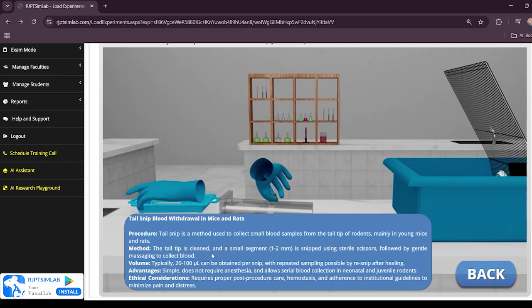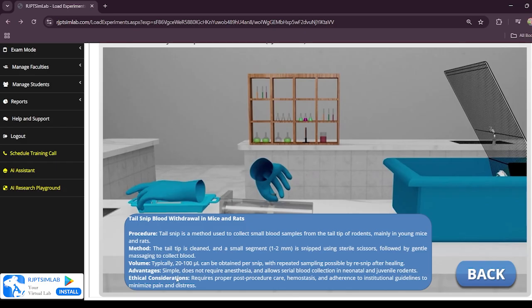The volume that can be collected of the blood from this technique is 20 to 100 microliter that can be obtained per snip with repeated sampling possible by re-snip after healing. We can continue this procedure for a long time.